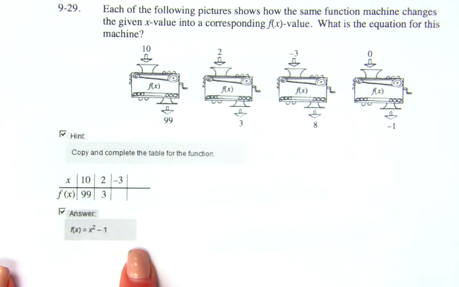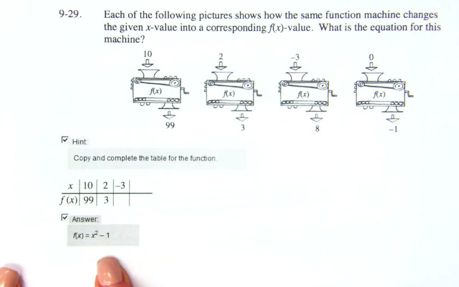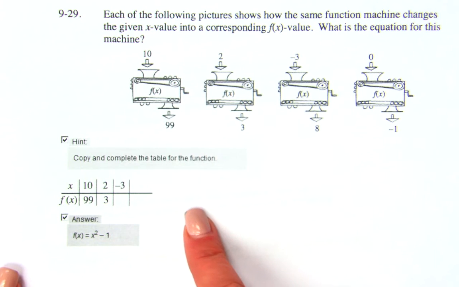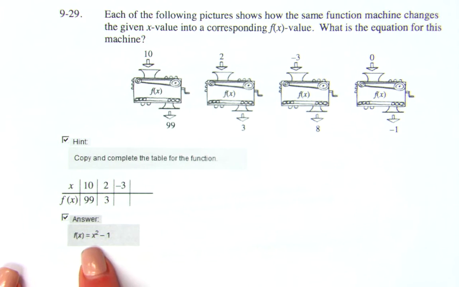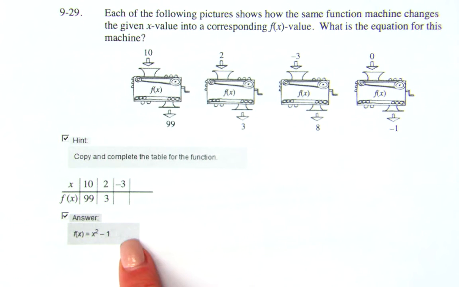I'm just going to put this out here because I don't really want you to spend too much time trying to do this. But the actual equation is x squared minus 1. So you can check. If you plug in a 10, then it would be 100, minus 1 would be 99. If you plug in a 2, squared would be 4, minus 1 would be 3. If you plug in -3, in parentheses, -3 squared is 9, minus 1 would be 8, and so on and so forth. If you plug in a 0, 0 squared is just 0, minus 1 is -1. All right, there you go.